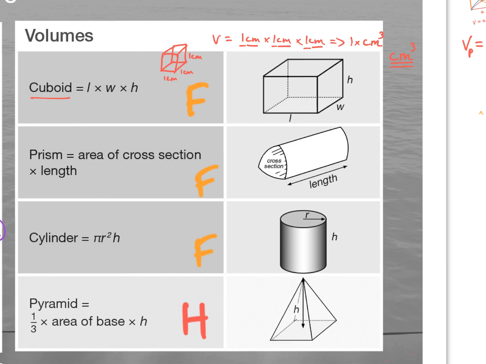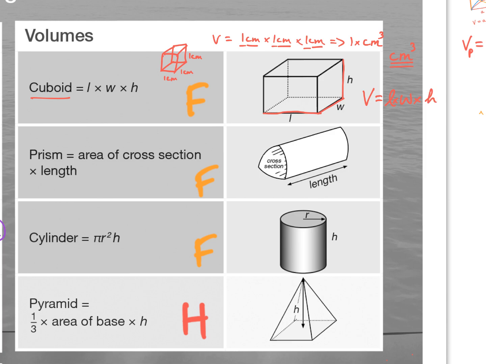What would you do? Well, you'd end up multiplying this length here, L, by this length here, which is the width, in this case W, times this height here, which is H.